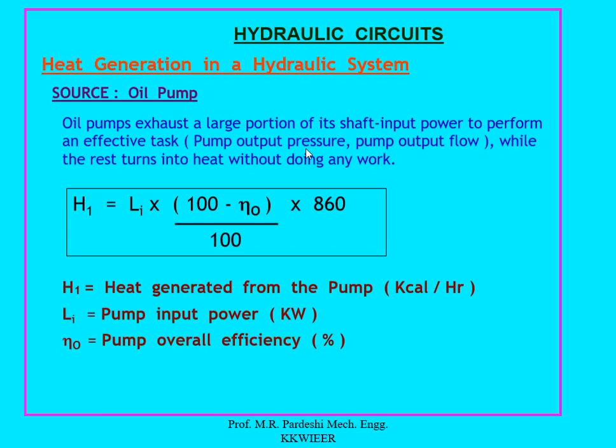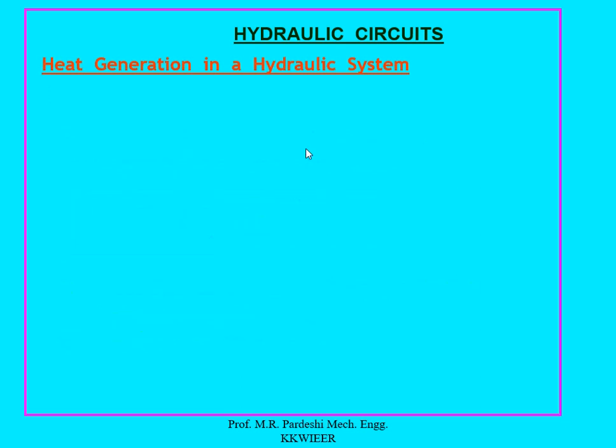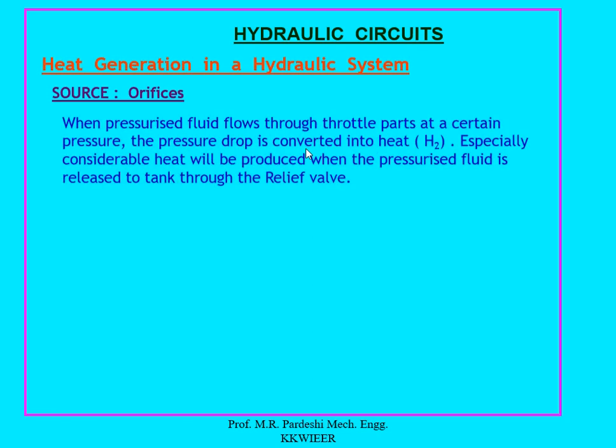Again, earlier we have calculated input power, and eta overall is the pump overall efficiency in percentage. So the heat generation in the hydraulic system, the other source is orifices. An orifice has some restriction. When pressurized fluid flows through the throttle part at a certain pressure, the pressure drop is converted into heat, that is H2. Especially considerable heat will be produced when the pressurized fluid is released to tank through the relief valve.